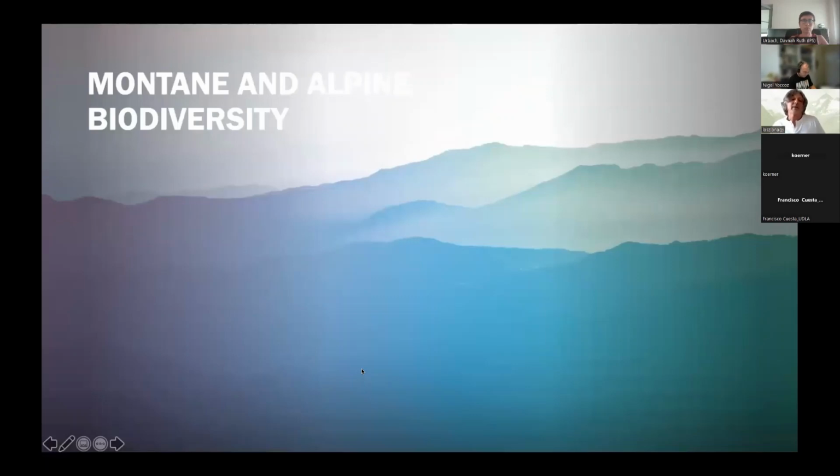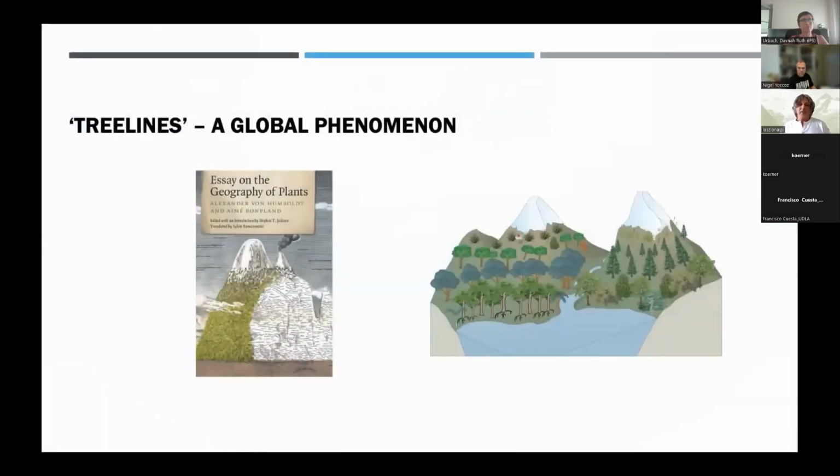So very quickly, to set Francisco up for his talk, I put in some slides here. The first thing that is important for us in terms of mountain and alpine biodiversity is the tree lines. The tree line is basically that imaginary line of trees at least 3 meters tall that form patches, which we can use to delimit mountain forest from the alpine zone.